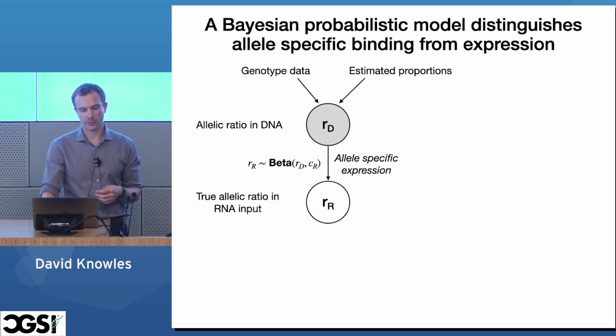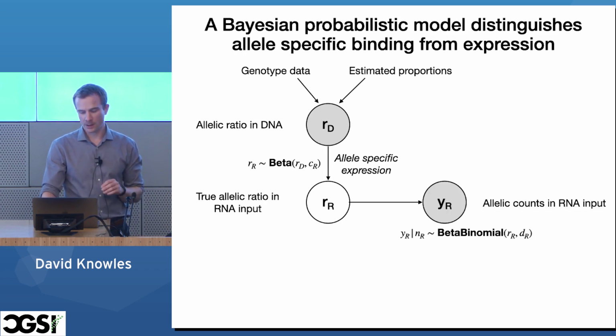And we model that difference through a beta distribution with a mean equal to this ratio, and then a concentration parameter which controls the width of that beta distribution. So this is the true allelic ratio at the RNA level. One way of thinking about this would be that it's the allelic ratio you would get if you sequenced infinitely deeply. But the actual observations we have, of course, we unfortunately don't have infinitely deep sequencing. And so we use a beta binomial distribution to model the observed read counts, where the mean of that beta binomial is equal to the true allelic ratio, and then there's another dispersion parameter that we're going to estimate.